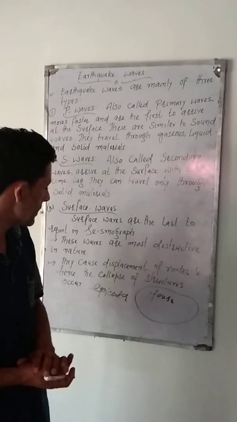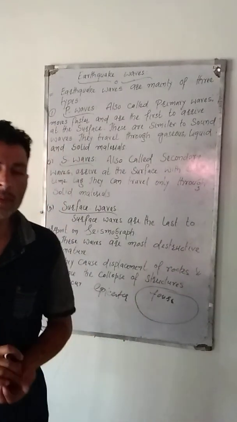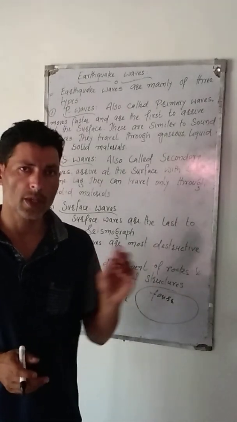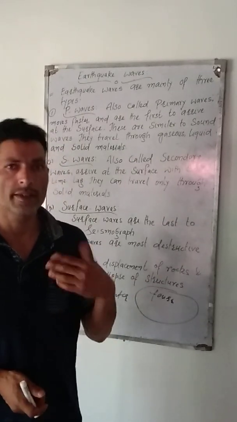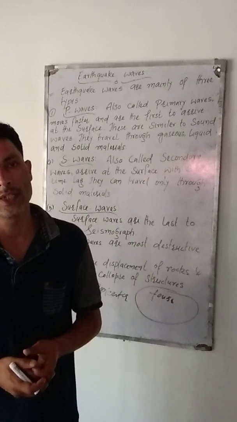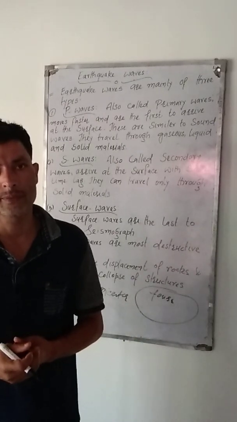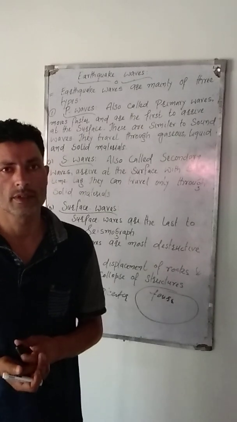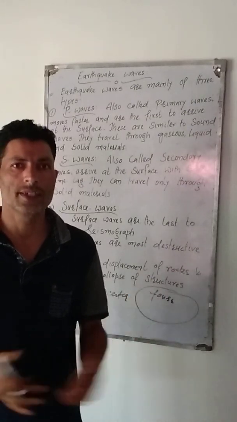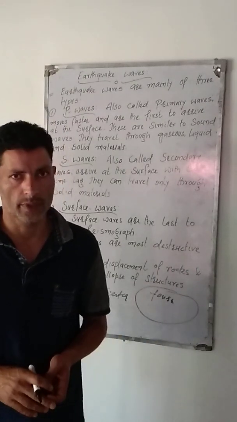These waves are most destructive in nature and cause displacement of rocks and hence the collapse of structures. So we must remember these three major types of earthquake waves: primary waves, secondary waves and surface waves. And the general definition of earthquake is the shaking of the earth, caused by a fault beneath the surface in the tectonic plates, which releases energy that we experience on the earth as an earthquake.